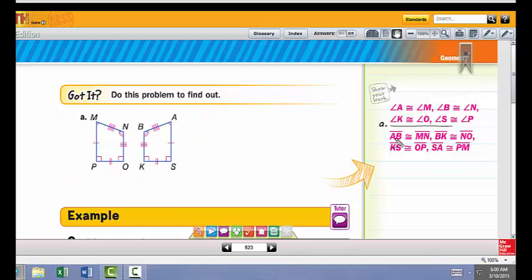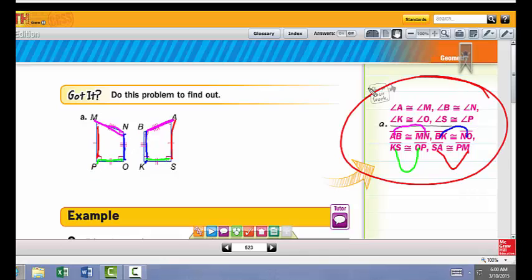And now let's do the line segments. We have line segment AB and MN, so here's AB and here's MN. Then we also have BK and NO, so here's BK and NO. Next we have KS and OP, so that's down here and down here, KS and OP. And then lastly we have SA and PM. So check and make sure you had all 8 of those statements.